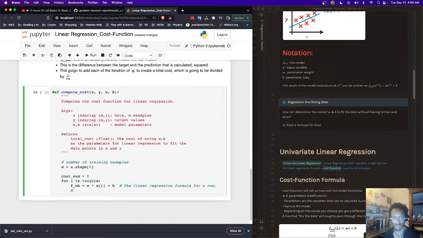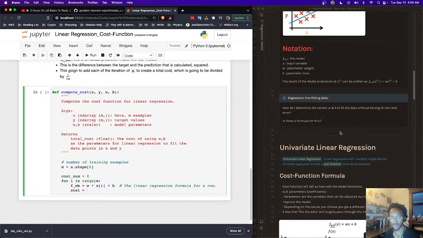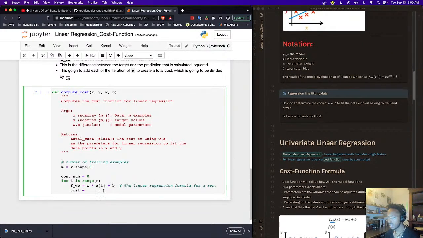Okay, so the cost here, the cost formula is what we're talking about here.